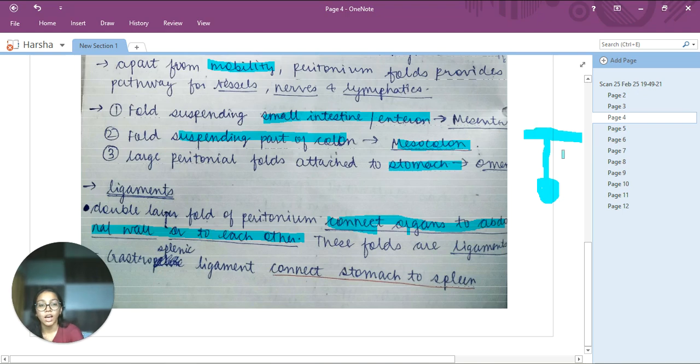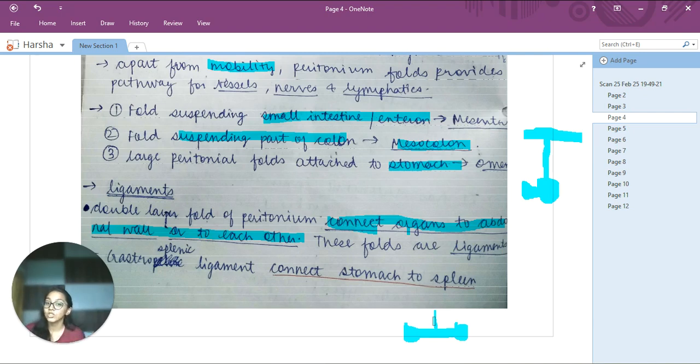This is the abdominal wall, and the organ is connected to this abdominal wall, or that organ might be connected to another organ. Suppose this is another organ. The one that is connecting these two organs is also known as a ligament. Now these folds are ligaments, for example the gastrosplenic ligament. The word itself says that gastro means stomach and splenic means spleen. So the ligament that is connecting the stomach to the spleen is known as the gastrosplenic ligament.